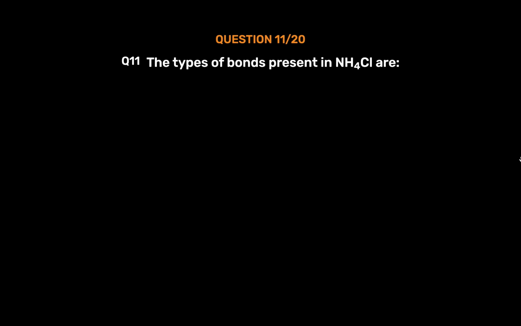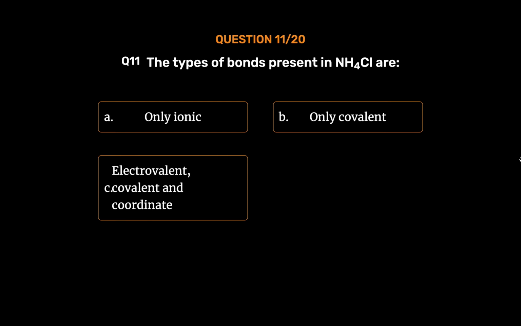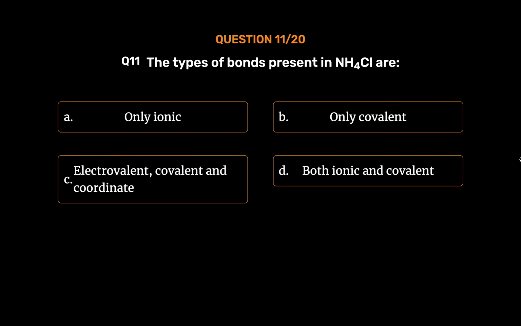Question number 11. The types of bonds present in NH4Cl are option A, only ionic. Option B, only covalent. Option C, electrovalent, covalent and coordinate. Option D, both ionic and covalent. The correct answer is option C, electrovalent, covalent and coordinate.